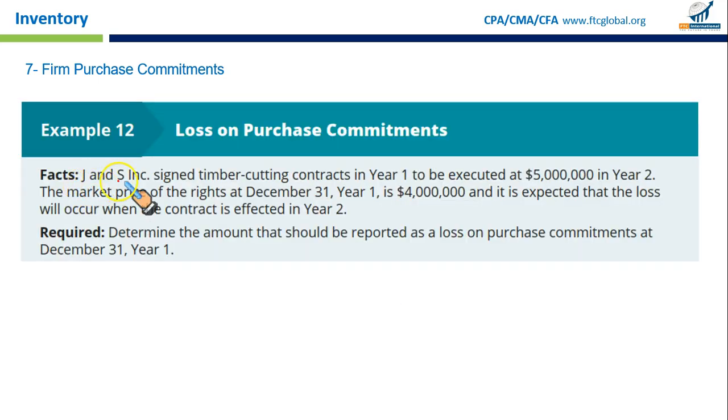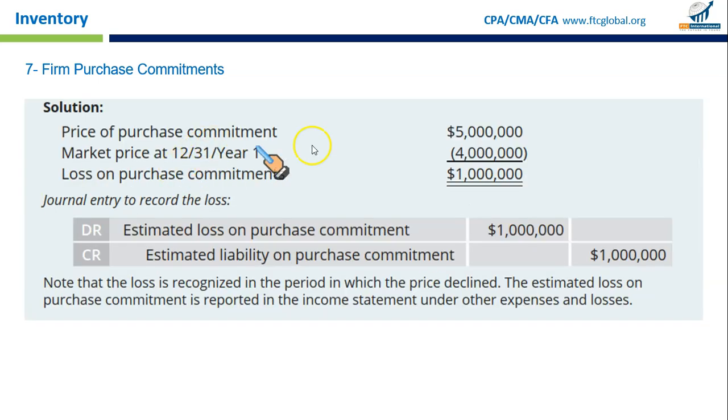It says JNS Incorporated signed timber cutting contracts in year 1 to be executed at 5 million in year 2. The market price of the rights at December 31st year 1 was only 4 million. And it is expected that the loss will occur when the contract is effected in year 2. So determine the amount that should be reported as a loss on purchase commitment at December 31st year 1. So here we go. We have a loss to be reported.